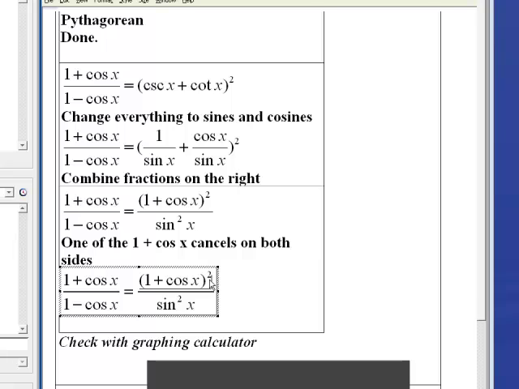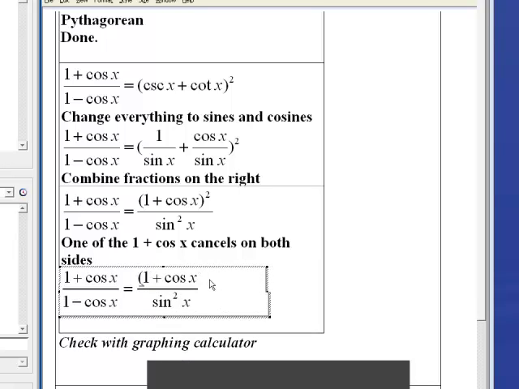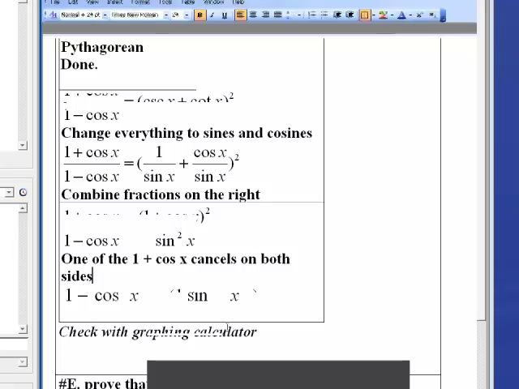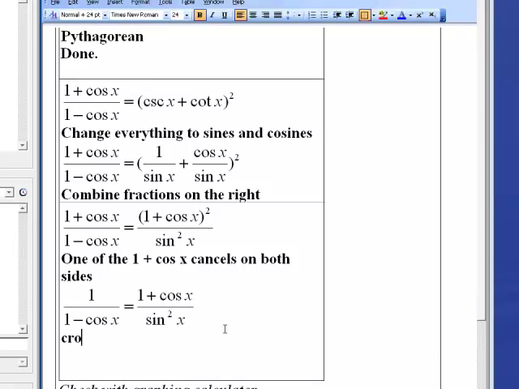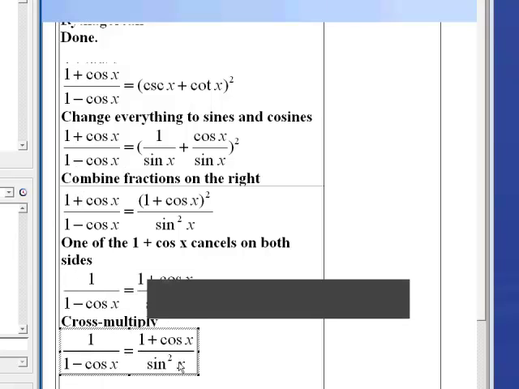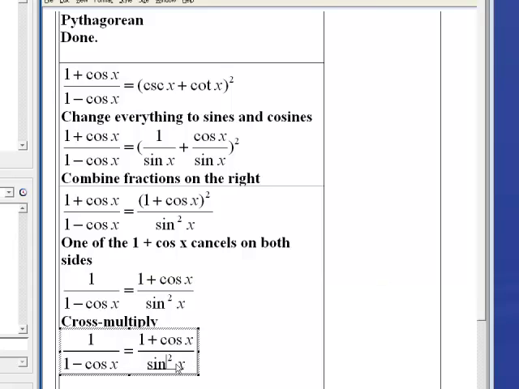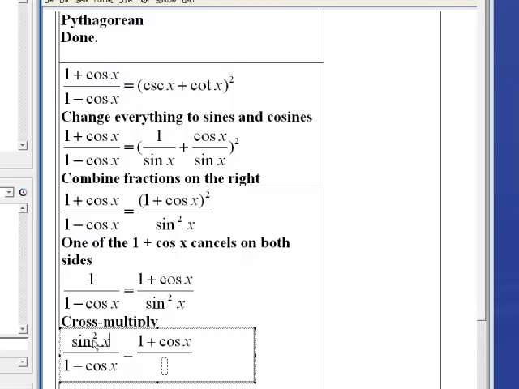So I'll do that, which means on the right-hand side, one of the plus cosine is going to survive, and on the left-hand side, since this cancels here, there's a 1 left. Okay. I would say I cross-multiply to get rid of the denominators. So in cross-multiplying, I'm going to have the sine squared over here, and then this one is being multiplied on the right-hand side.